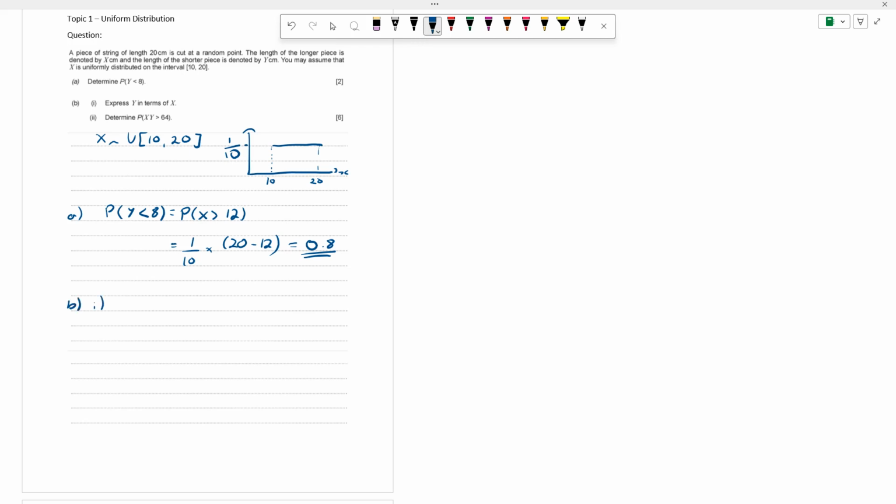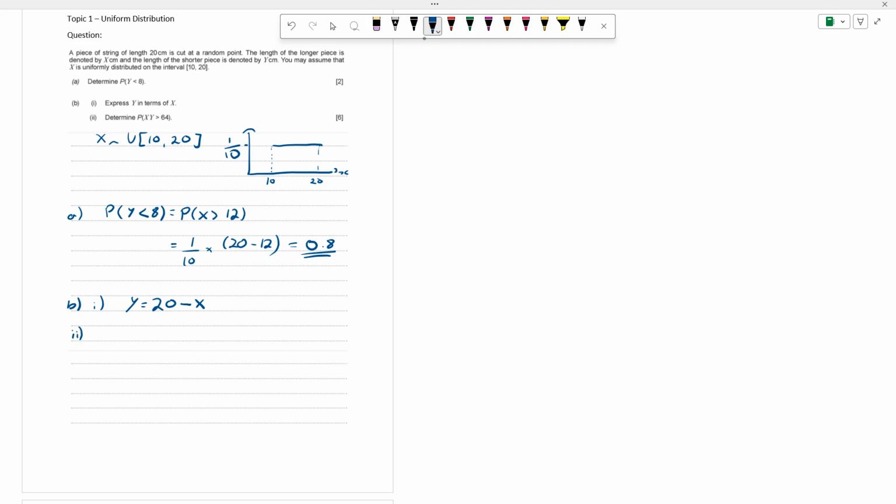Okay. Part B, it wants us to express Y in terms of X, well, Y equals. Y is the shorter length, and X is the longer length. Now, the total should be 20. So to get Y, I simply do 20 take away X.